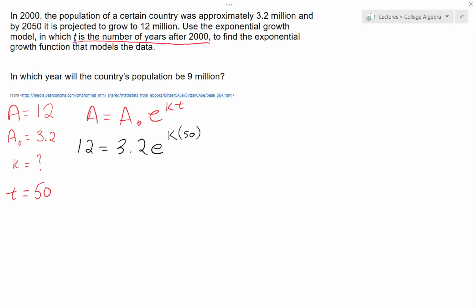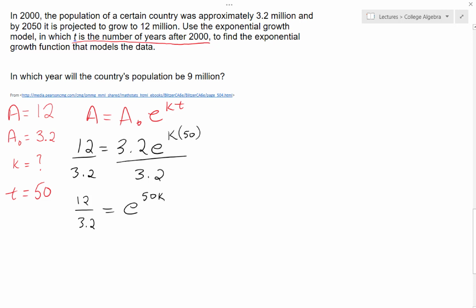So how do we solve an exponential equation? Well, we watched the previous video, so we know that the first thing we do is isolate the e expression. So I divide both sides here by 3.2. Now, I like to round at the end to make sure that I don't have any loose numbers. So I'm going to leave this weird-looking fraction as 12 divided by 3.2. So I have 12 over 3.2 is equal to e, I'm going to rearrange this, raised to the 50k.